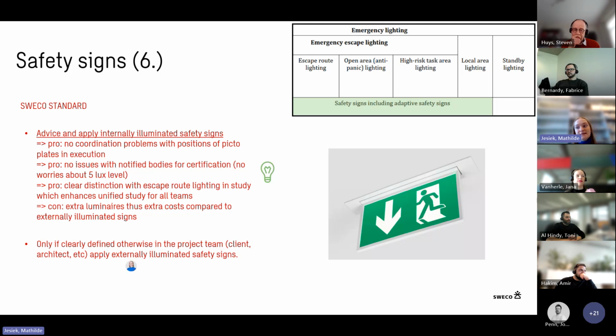Only if it's very, very clearly stated by the project team. So, for example, a client or an architect, but mostly a client, we can still apply normal plates, escape plates, with an external emergency lighting. But the basis will be internally lit safety signs. Exceptions will be a little plate provided by the architect, and we place an external emergency light fixture to illuminate that plate with 5 lux.